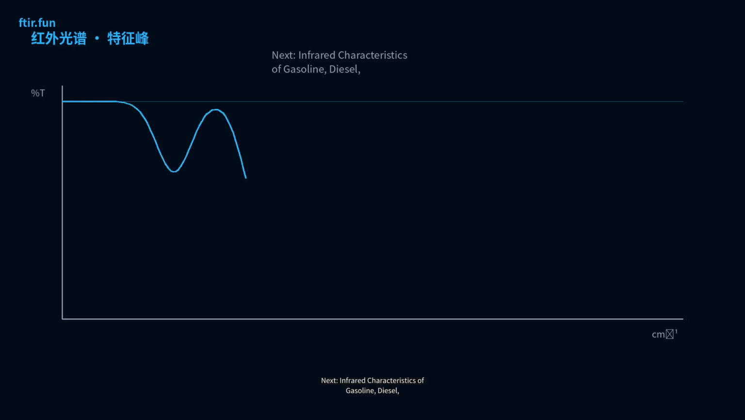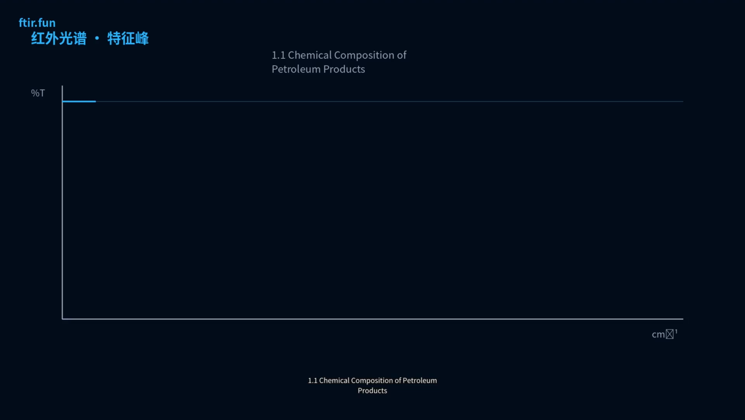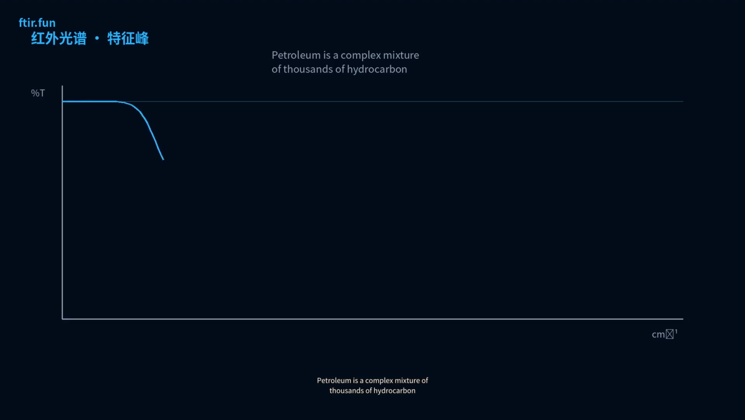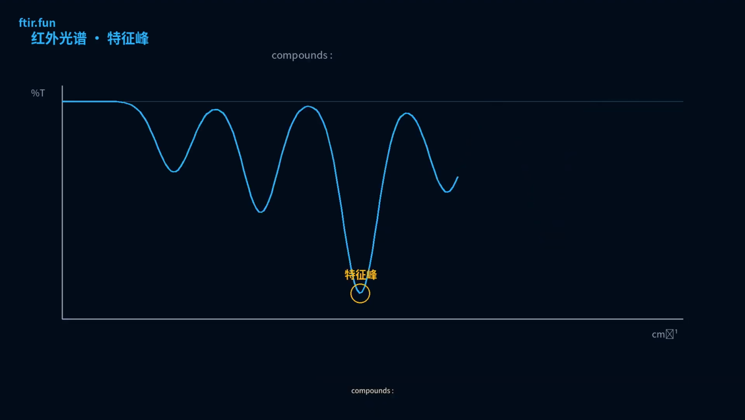Next, infrared characteristics of gasoline, diesel, and lubricants. 1.1 Chemical composition of petroleum products. Petroleum is a complex mixture of thousands of hydrocarbon compounds.